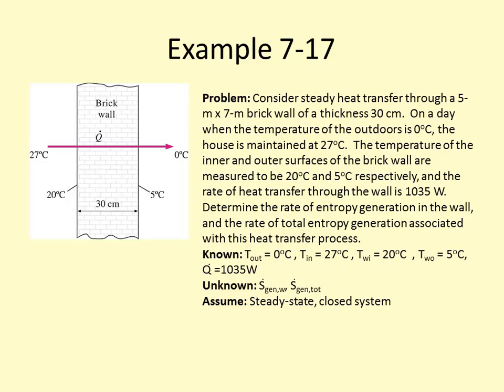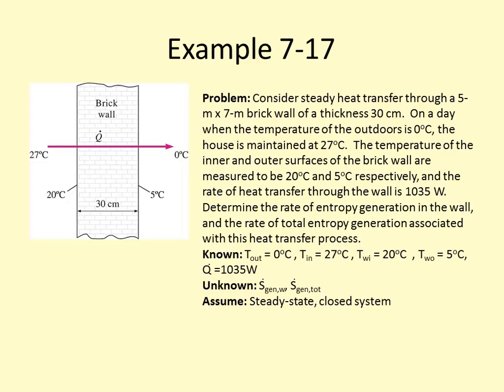Okay, so what is S dot out? Or what's another way of writing entropy transfer due to heat transfer? Okay, it's Q dot out over T. So the question is, which T do we use? Do we use 0 or do we use 5? Okay, why do we use 5?